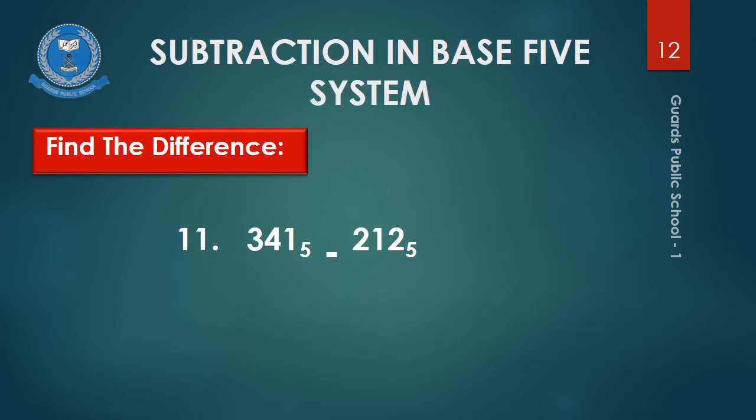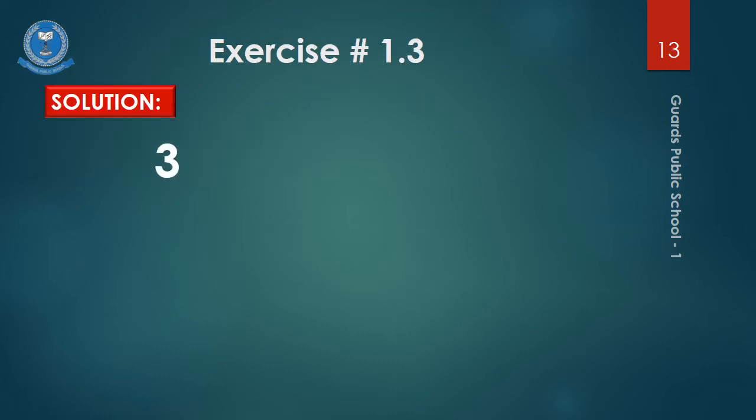Subtraction in base 5 system. Find the difference. Question number 11 from exercise number 1.3 is 3, 4, 1 with base 5 minus 2, 1, 2 with base 5. Now, for finding this difference, write down 3, 4, 1 with base 5 and 2, 1, 2 with base 5. Write down sign of subtraction and draw a line.